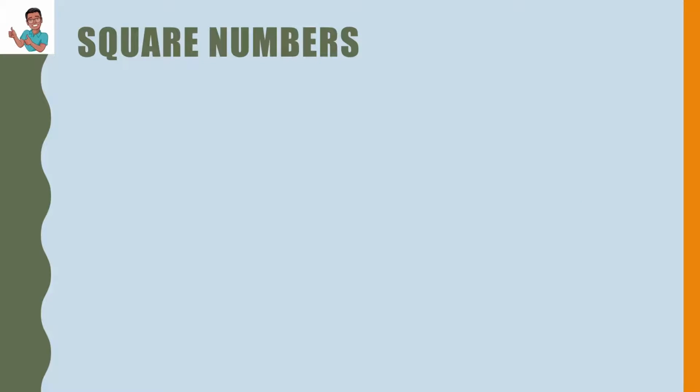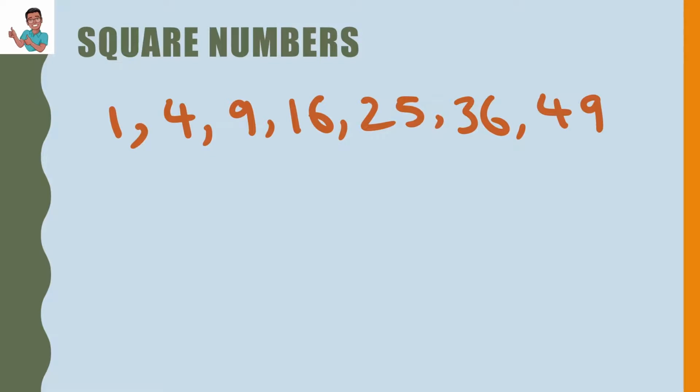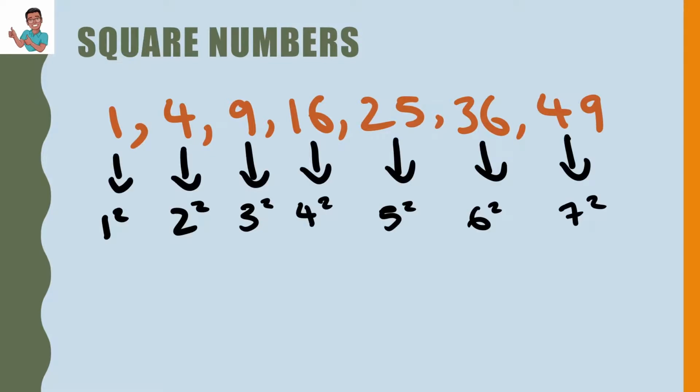Okay, let's have a look at square numbers. It is recommended that you memorize these for when we're finding the square roots. We'll be coming onto that in a moment. Here are a few. So you can see 1 to the power of 2 is 1, 2 to the power of 2 is 4, 3 to the power of 2 is 9, and so on.